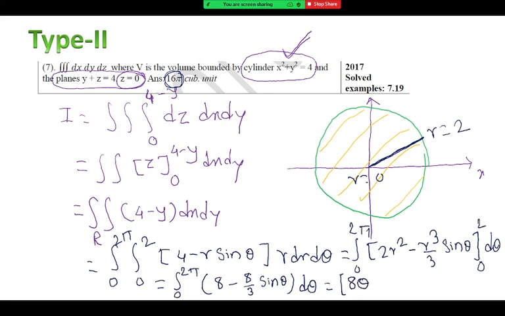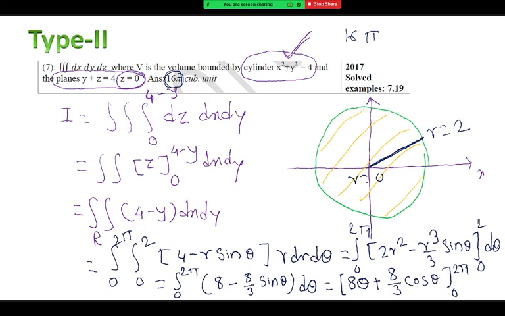8 theta. And what about 8 by 3 sine theta? Minus 8 by 3 cos theta, from 0 to 2 pi. Just put the upper limit and the lower limit. When you put the upper limit, you get 16 pi there.